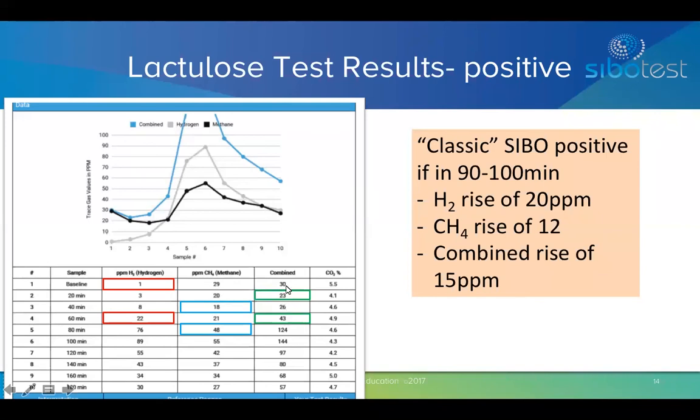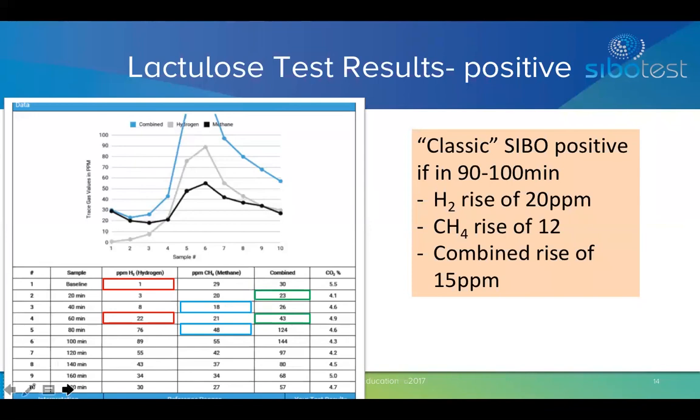So in all 3 cases here, we captured a positive test result. And it's good to know the numbers, and it'll be written up, of course, in your reports so that you can interpret it yourself. But we sometimes see, very frequently actually, test results where only hydrogen is positive, or only methane, or only the combined. So in this case, this is a very clear-cut case, but in future patients that you may see, you may actually only see one of these categories be positive.